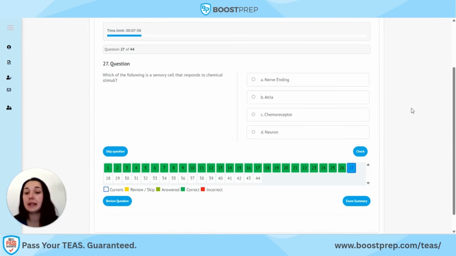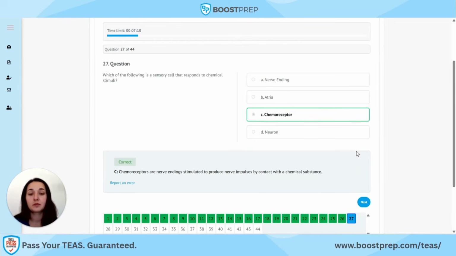Which of the following is a sensory cell that responds to chemical stimuli? A, nerve ending, B, atria, C, chemoreceptor, D, neuron. The correct answer is C, chemoreceptor. Chemoreceptors are nerve endings stimulated to produce nerve impulses by contact with a chemical substance. So it responds to the chemical stimuli.